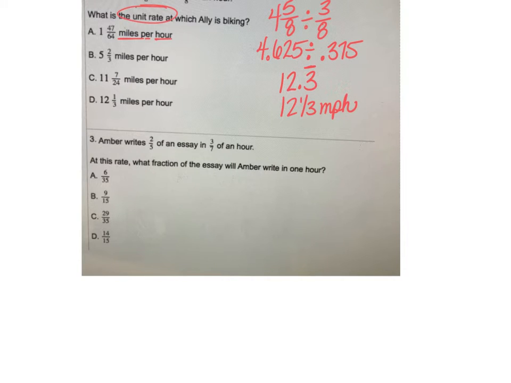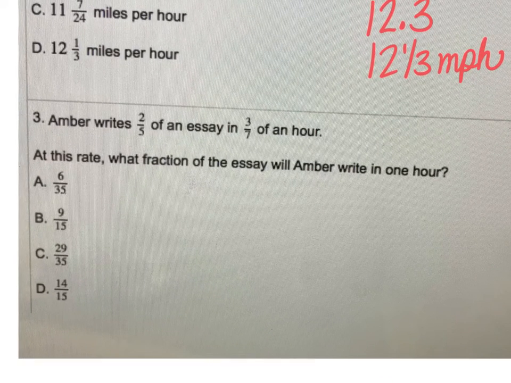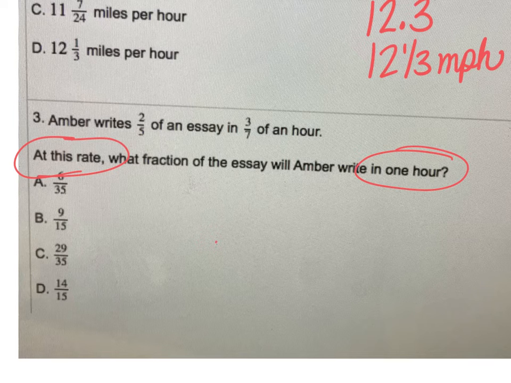If we look at this one, Amber writes 2/5 of an essay in 3/7 of an hour. What are some things that you see that show you that this is a division problem? What do y'all see? At this rate. At this rate is kind of the same thing as find the unit rate. At this rate is one clue. Another clue is that the last two words are 1 hour.